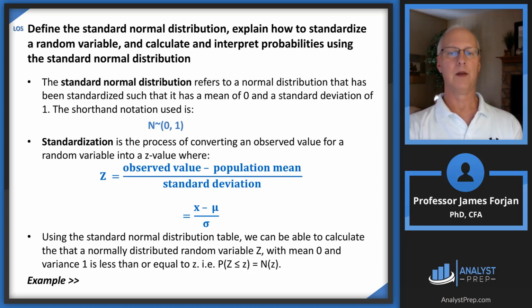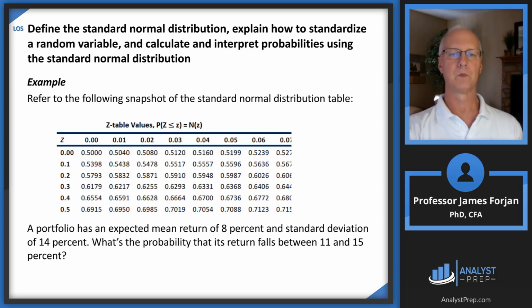What we can do then is convert an observed value into the standardization process. So all we're going to do is take the observed value, call that x, subtract the population mean, call that mu, and divide by the standard deviation. And that's our z value. Some people call it a z statistic. Some people call it a z score. Let's take a look at an example.